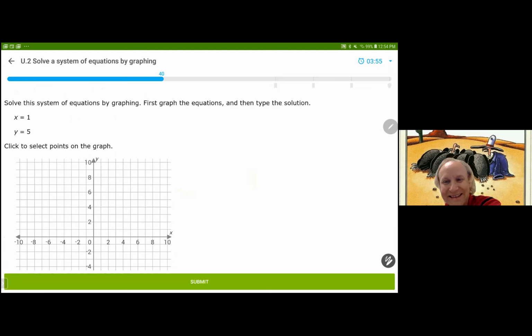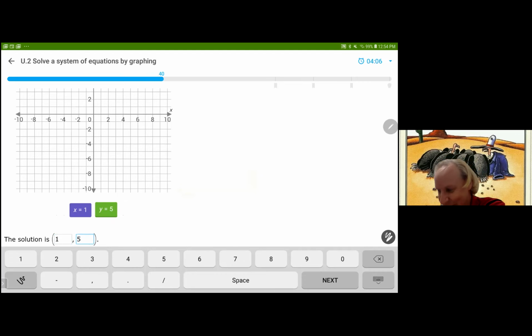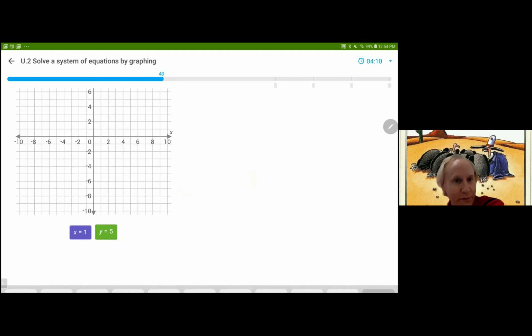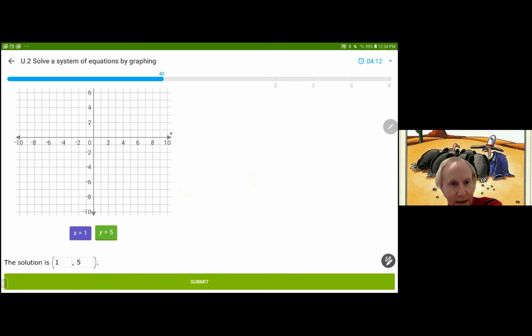Now, don't let this one freak you out. I already know the answer. It's 1, 5, guys. X is 1, Y is 5. But you're supposed to graph them. Now, something to keep in mind. This purple equation is not a function. It is the only line that is not a function. It's where x is equal to 1, has an undefined slope, straight up and down.